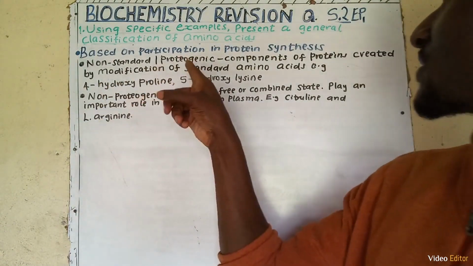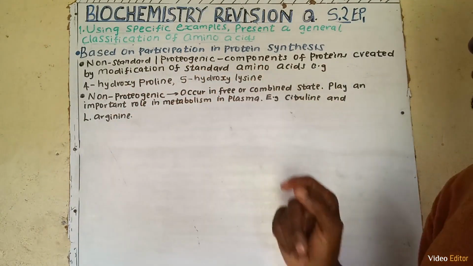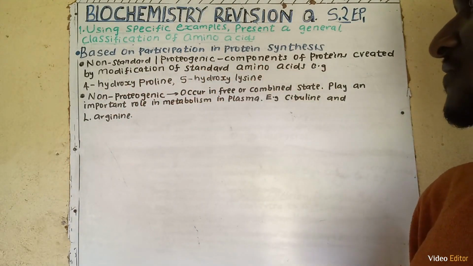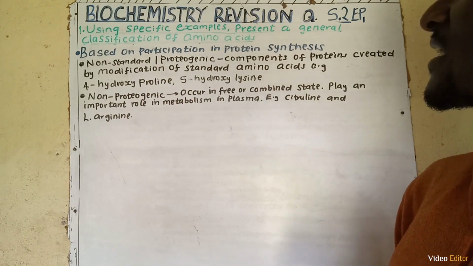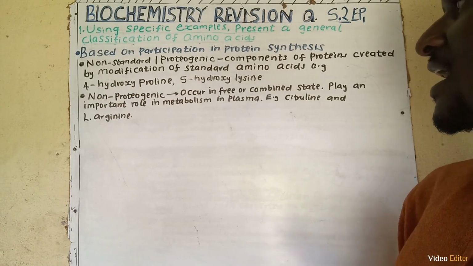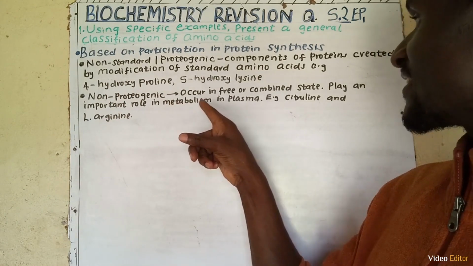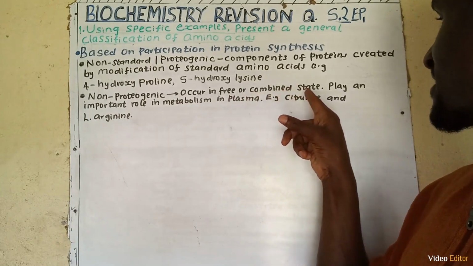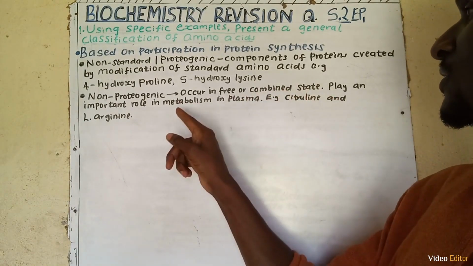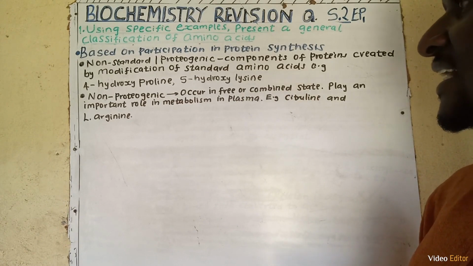We go through our notes again. That is, non-standard and proteogenic are components of proteins created by modification of standard amino acids. An example is 4-hydroxyproline and 4-hydroxylysine. Then non-proteogenic, they occur in free or combined state. They play an important role in metabolism in plasma. Examples are citrulline and L-arginine.